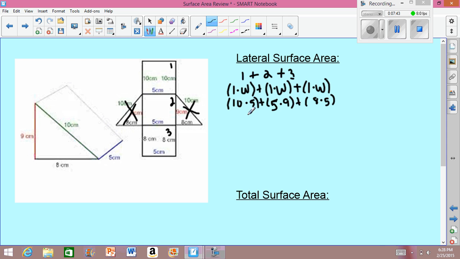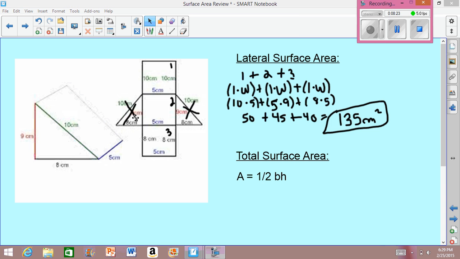So that gives me 50 plus 45 plus 40. When I add all of that together, 50 plus 40 is 90, plus 45 gives me a lateral surface area, not total, but the lateral surface area, of 135 centimeters squared. So to find our total surface area, we now have to go and do our triangles.